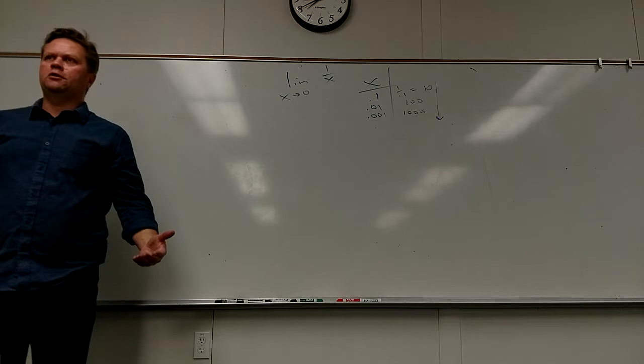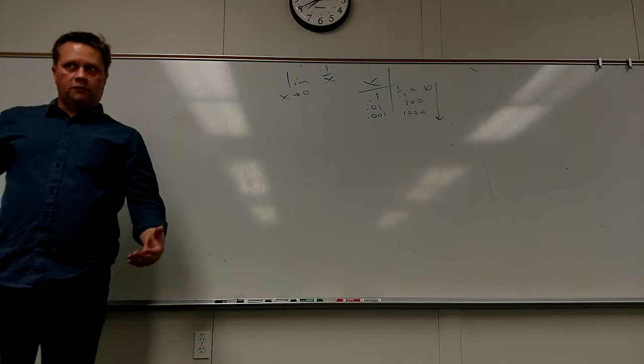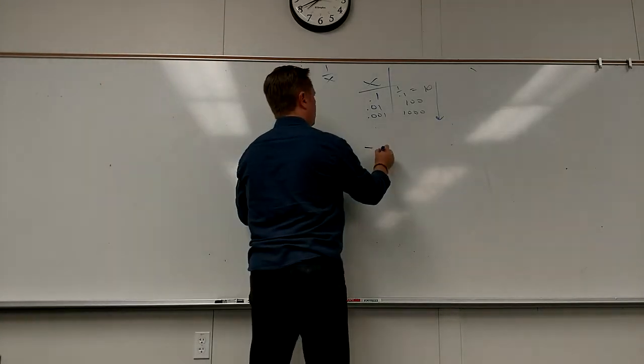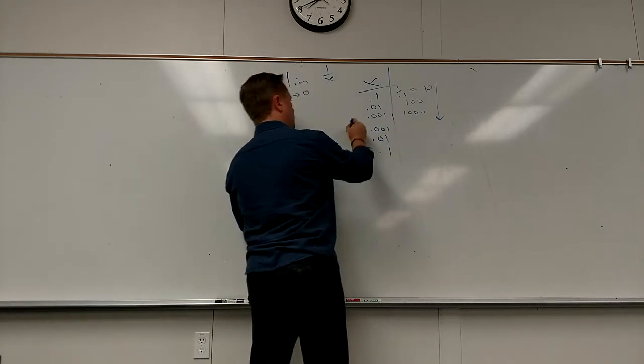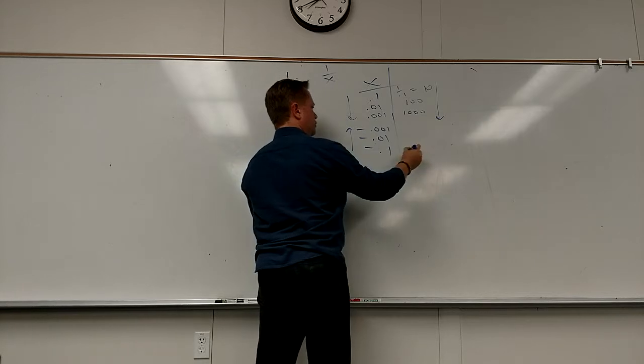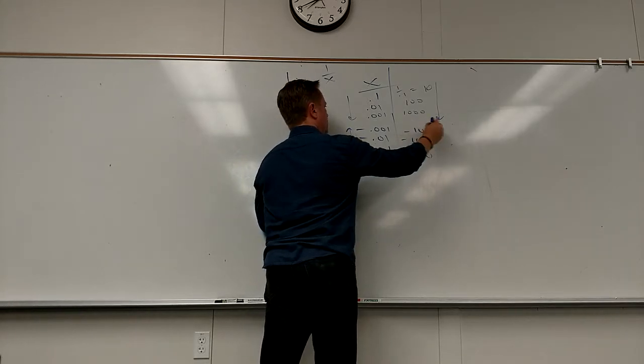But I haven't done due diligence. I never use that phrase, but oh, there it is. I have to approach it from the other side. What about negative 0.1, negative 0.01, negative 0.001? That's also going to 0, right? So the outputs would be negative 10, negative 100, negative 1,000.